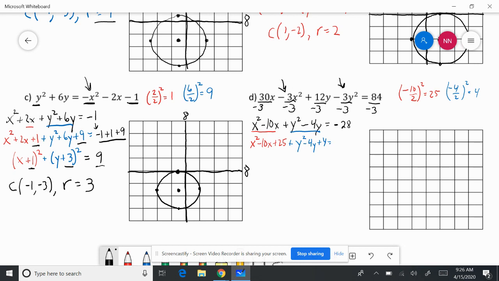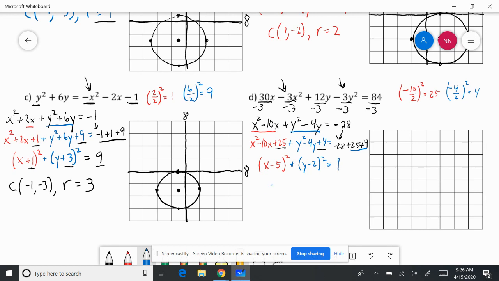Equals, I'm going to bring down my negative 28. I'm going to take my 25, and I'm going to take my 4. So now what I'm going to do is factor. That gives me x minus 5 squared. Take my y's and factor. y minus 2 squared. And then I'm going to add all my constant values. This right here is 29. 29 minus 28 gives me a 1.